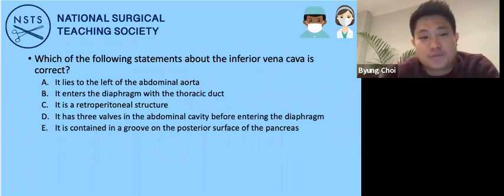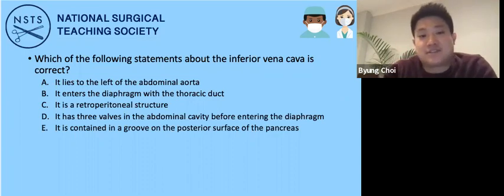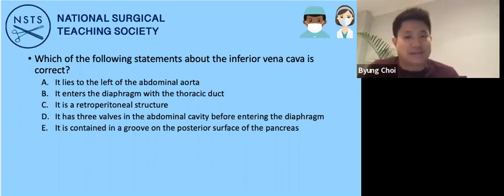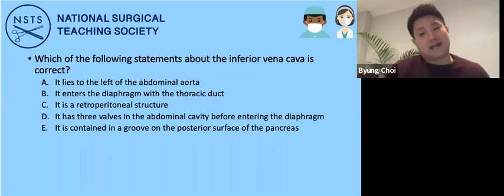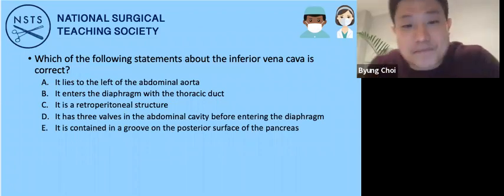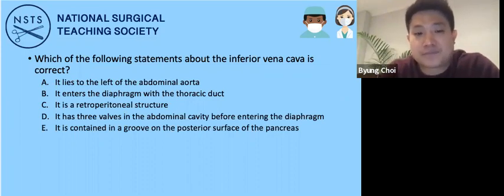Okay, so the answer is C, and it's that the IVC is a retroperitoneal structure. And if you remember, loads of people have different mnemonics for it, but for example, SAPPER, and knowing your retroperitoneal versus intraperitoneal structures, you would know that that would be correct of the IVC. Both the aorta and the IVC are retroperitoneal structures. Just going through the rest, the IVC lies to the right of the abdominal aorta.